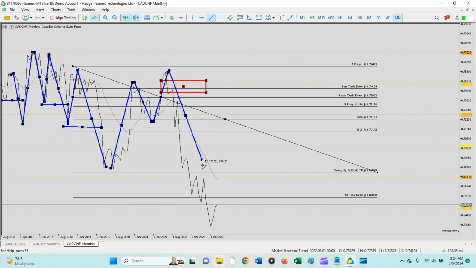So after that, what happened? The market went down, broke this structure to make a lower low. So the market is now in bearish condition. It's bearish, so it continues to fall. But you can see that the market is oversold. We're expecting a pullback. So we go to the weekly time frame.